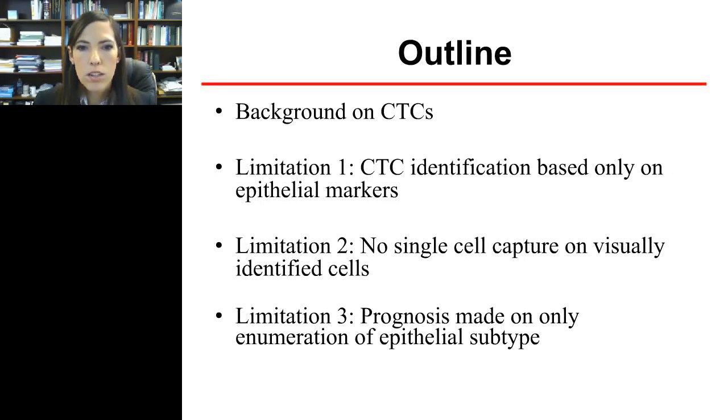So just to give everyone a little bit of an outline about where I'm headed with my talk today. First, I'll give a background on circulating tumor cells, including the FDA-cleared method to enumerate them, as well as touch on a few other technologies that have been developed to characterize CTCs. I'll talk a little bit about some of the clinical trials that are currently going on, and then I'll go into the three main limitations as we see the field of circulating tumor cells and what we're doing to advance those limitations.